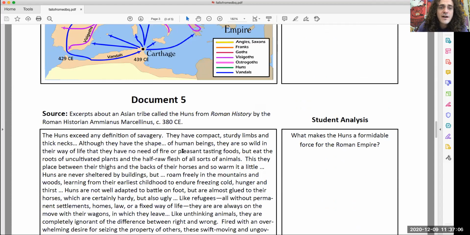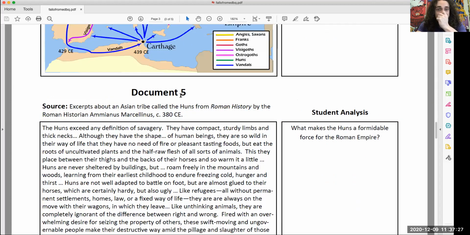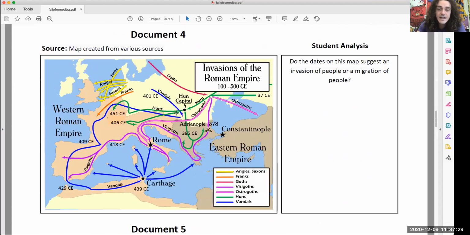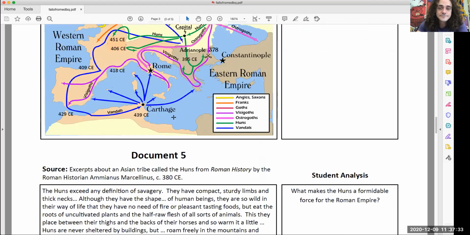If you look at document 5, an excerpt about an Asian tribe called the Huns from Roman history by the Roman historian Ammianus, forget it, that guy. 380 CE. Once again, dates are important. This is 100 years or so after the last emperor on the list. It's also in this time frame. So once again, this can be tied in.